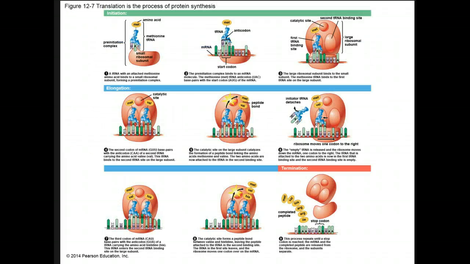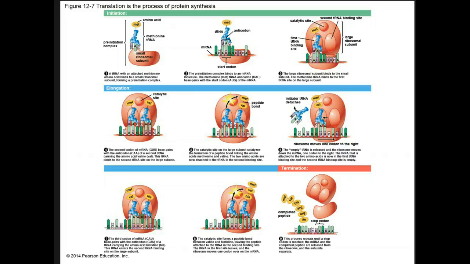This slide is showing translation of a messenger RNA into protein. As mentioned previously, the first stage is initiation. This is where the ribosome assembles onto the messenger RNA and the first few tRNAs are brought in. The first tRNA is brought in by looking for the initiation codon or the start codon in the messenger RNA.